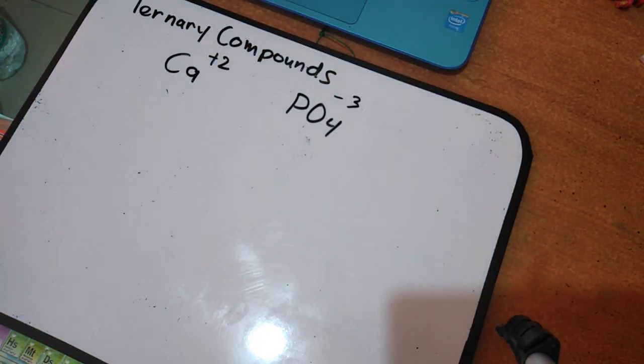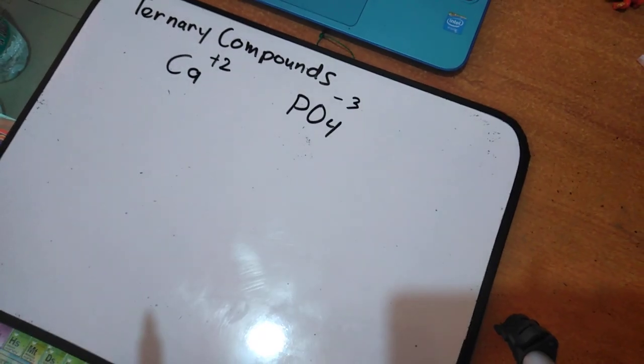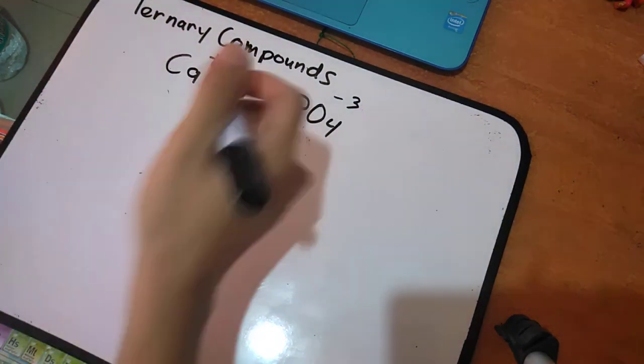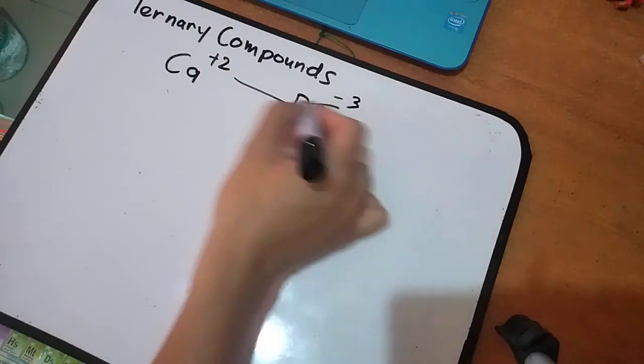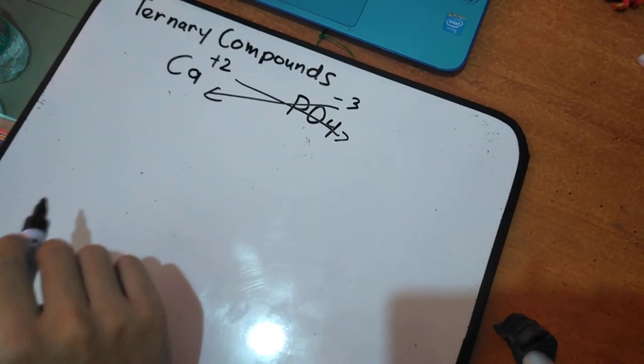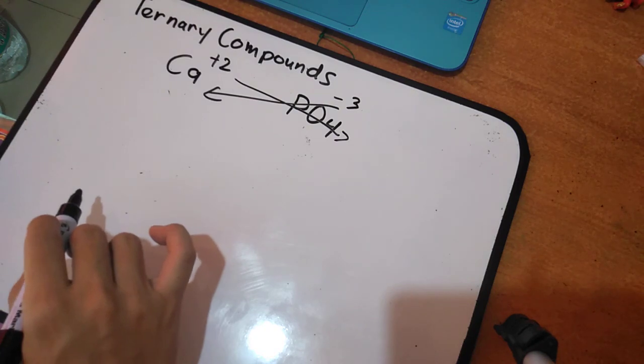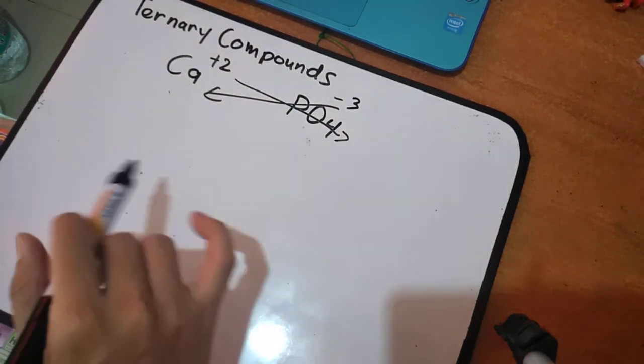Okay. So, let's just follow the method. Correction pala kanina, dun sa Na. Na should be positive 1, not negative 1, sorry. So, crisscross. Okay. So, what do we need to do?